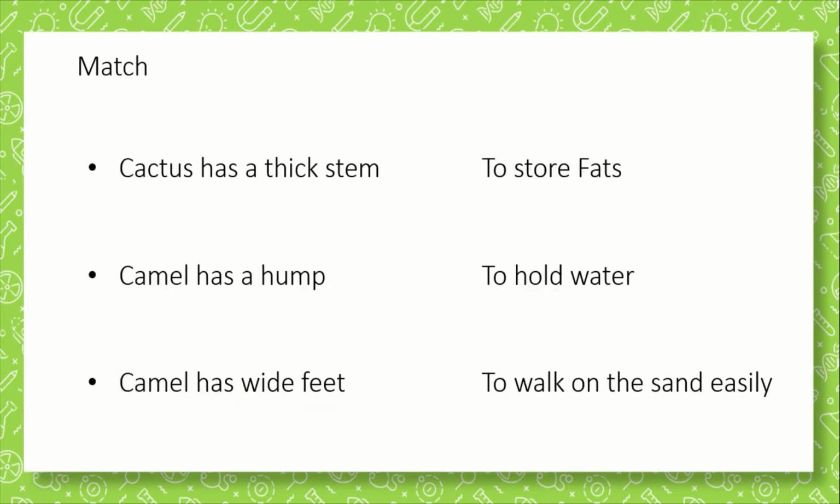Next, let's match the following. A cactus has a thick stem. Where is that matched to? To store fats, to hold water, or to walk on the sand easily? To hold water, correct. A camel has a hump to store what? To store fats, which is food that's turned into fats, correct. A camel has wide feet to walk on the sand easily, correct.